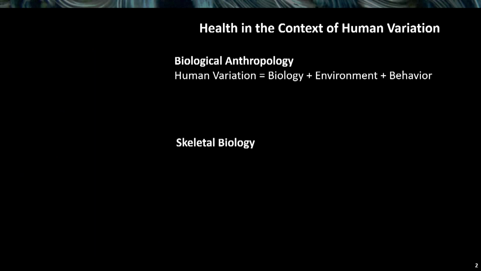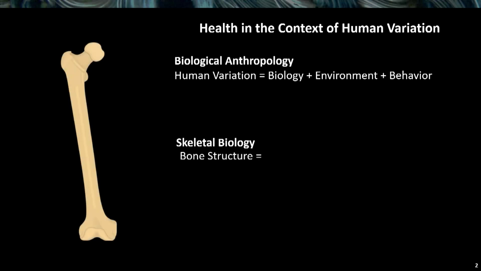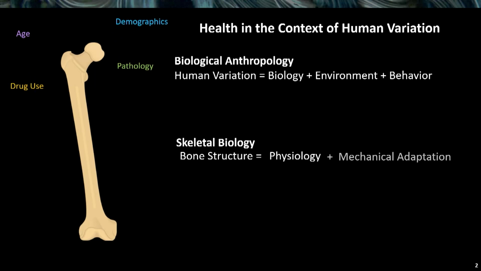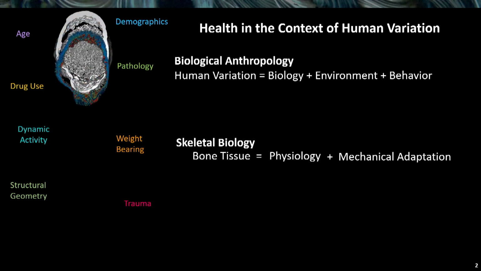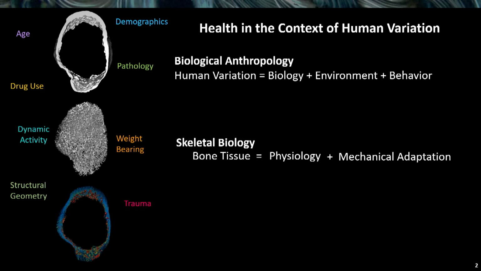In addition, my focus is on skeletal biology, so I look at a finer-grained bone structure as a combination of physiology and mechanical adaptation, which are two of the main things that drive bone structure adaptation over the lifespan. And specifically at the level not of the gross morphometry of the bone or the functional anatomy of the bone, but at the bone tissue level. So looking at not only the cross-sectional geometry or the traditional trabecular architecture, but looking specifically at vascular pore networks within cortical bone.